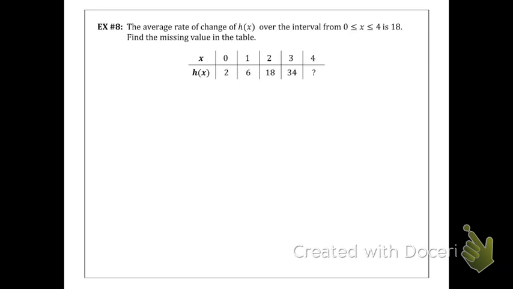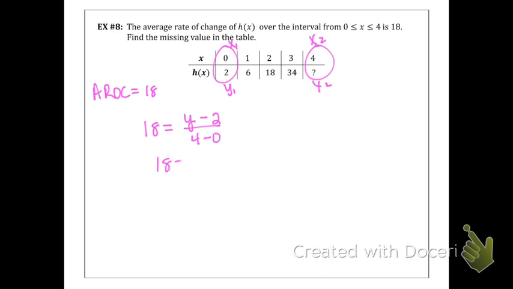All right, example 8. It says the average rate of change of h of x over the interval from 0 to 4 is 18. Find the missing value in the table. They already told me that the average rate of change is 18, and we know it's from 0 to 4, so there's my x1, x2, y1, y2. So average rate of change is equal to y2 minus y1 over x2 minus x1. So 18 is equal to y minus 2 over 4.